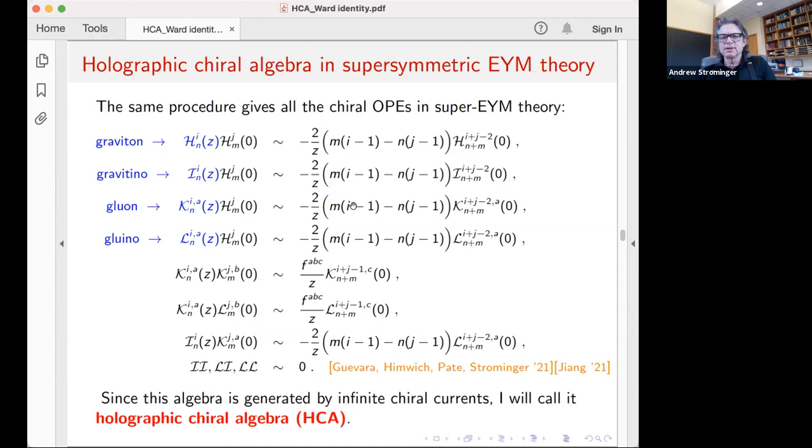What about two I's or two L's? You didn't write those down. I is just gravitational, so it means the OPE between two gravitational chiral currents is regular. And yeah, also the OPE between two fermionic chiral currents. So they commute with one another. I see. Yeah.